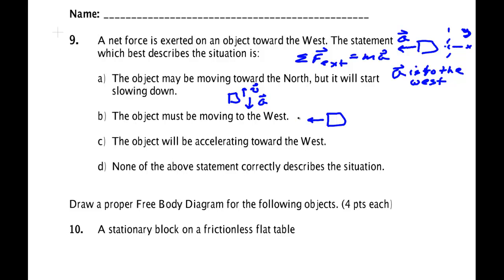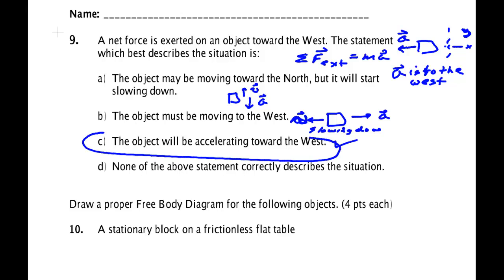Well, it could be moving this way and slowing down. Sorry, that'd be v, not a. If it's slowing down, the a could be in the opposite direction. The object will be accelerating to the west. That's right. It's acceleration, not velocity, that the net external force determines.